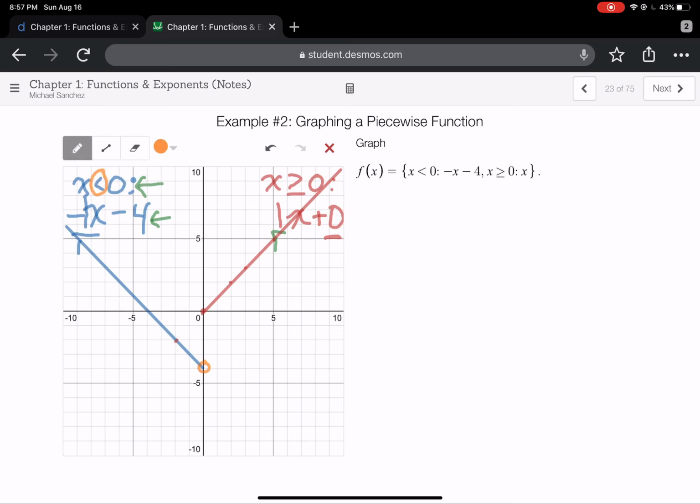And then the last part is this. Because it has a line underneath the inequality, that means that we want a filled in circle right here where the graph begins at 0. So that one's a filled in circle. And you should always have a filled in circle and an open circle when you are graphing a piecewise function.